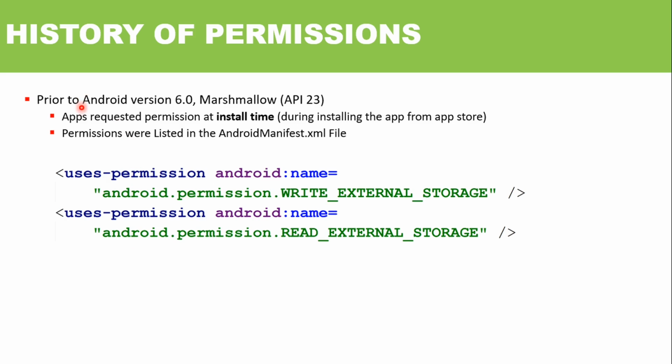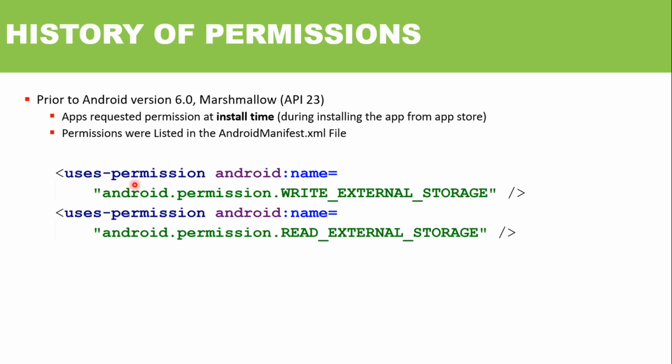Now let us move on to the history of permissions. So prior to Android version 6, which is also known as Marshmallow, and the API is 23. Prior to API 23, apps usually requested for permission at install time, right? By install time, we mean during install of the app from say the App Store. And these permissions were usually listed in the AndroidManifest.xml file, right? So this is how it used to be listed in the AndroidManifest.xml file.